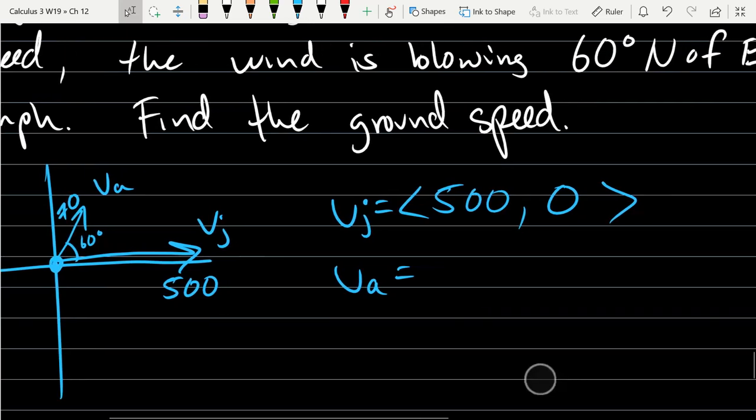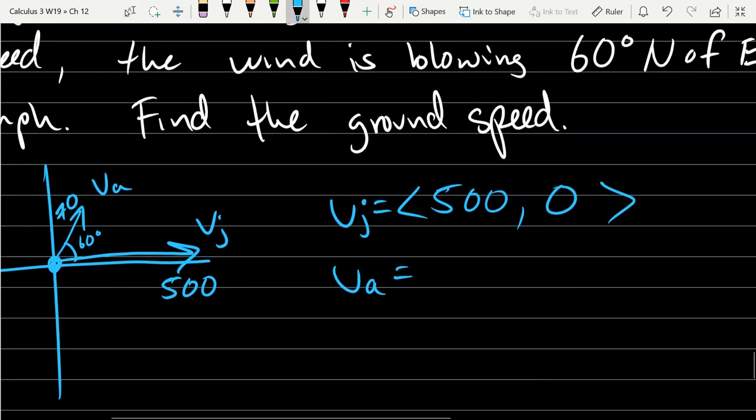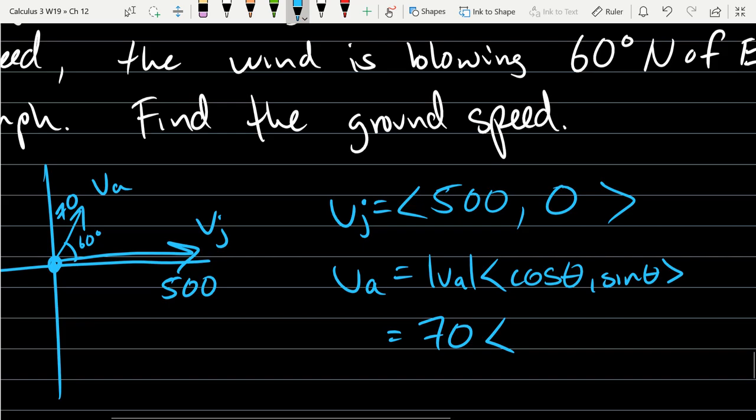So we're given this in polar coordinates. So I'm going to use cosine theta, sine theta. That gives me the x and y component if I'm using the angle theta. And then this would give me the unit vector in that direction. And now all I have to do is scale it by 70. So it has to be 70 times bigger. So I'll write that as magnitude of v_A. So what I know is the angle of this vector and the magnitude of the vector. So magnitude is 70. The angle is 60 degrees.